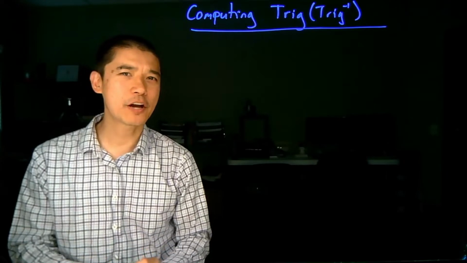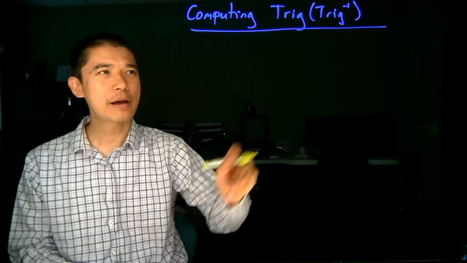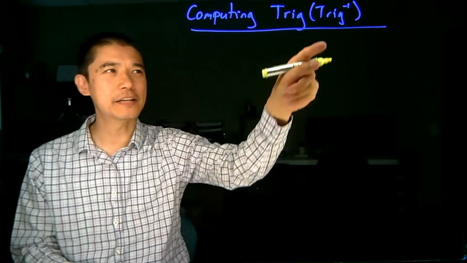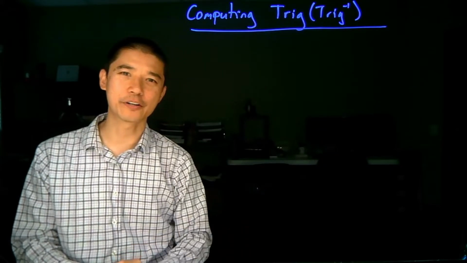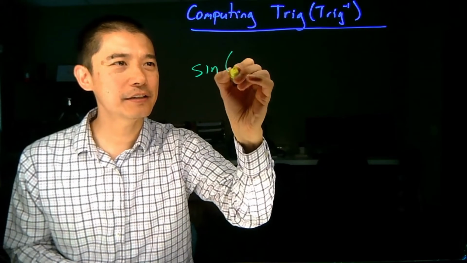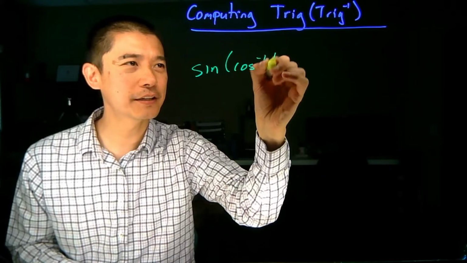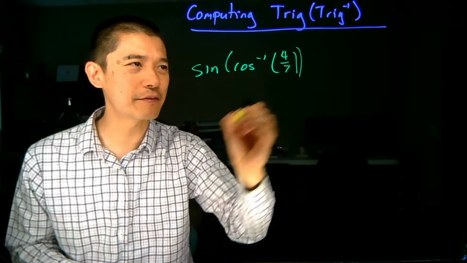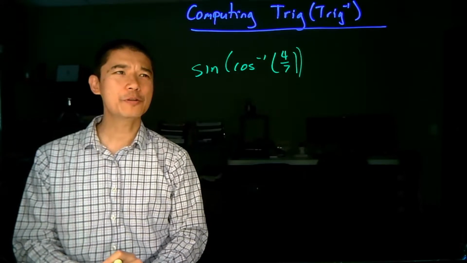So what happens if the composition goes the other way around? What happens if we want to take a trig function and evaluate that on an inverse trig function? What does that look like? Well, here's an example. Sine of the inverse cosine of 4/7. What can we do with this?